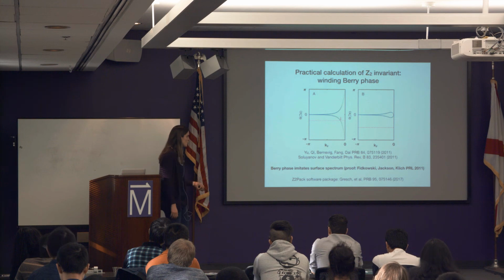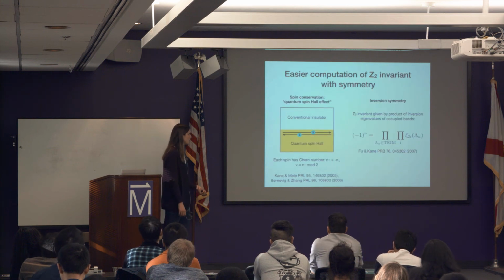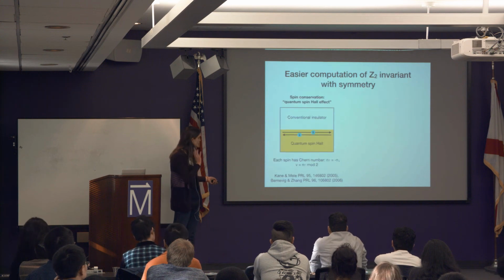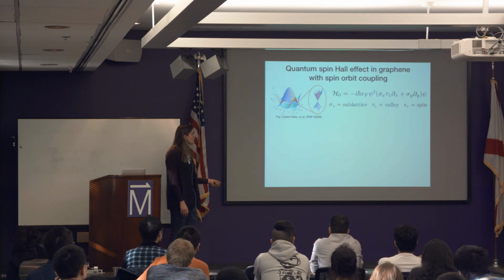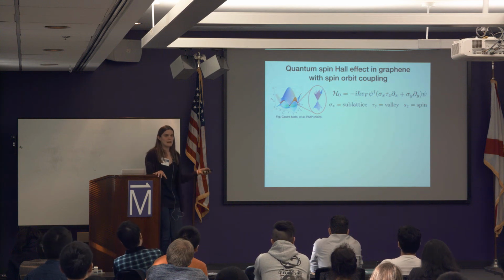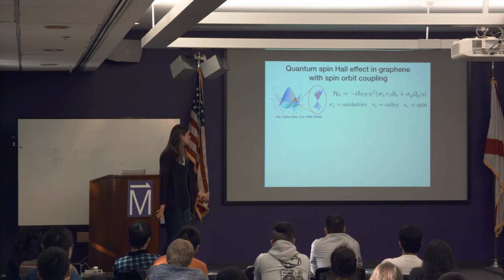Okay, good. So this is a practical calculation of the Z2 invariant. And probably the last thing to point out is that, okay, we've made this pretty abstract. How can we realize this? The original idea by Kane and Mele was to realize this in graphene with spin-orbit coupling.